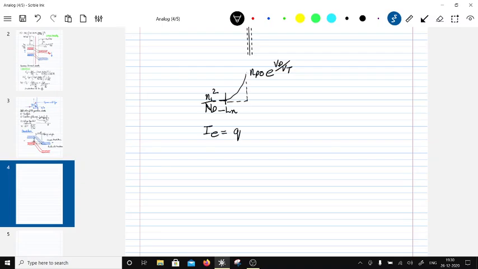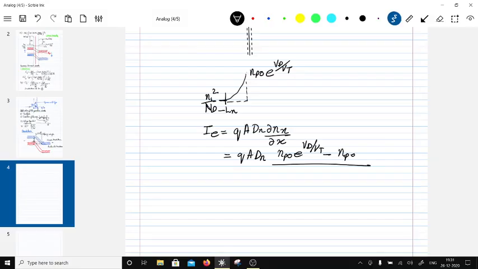Electron current would be equal to QA, okay, I'm basically ignoring all the signs. Okay, I know what will be the direction of current. So QA d, okay, QA dn dou nx by dou x. There will be a minus sign here, but minus of the charge would cancel it out. So I'm just ignoring the signs. So this will become QADN, and this is going to become NPO e raised to Vd over Vt minus NPO divided by 0 minus ln.